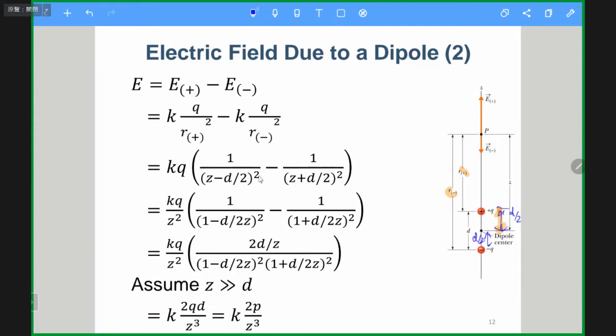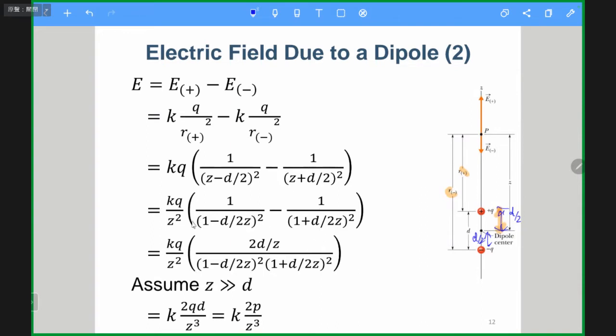Okay, so next we try to factor out the Z. Out of this square, we have Z square here, and then we need to divide by Z for the denominator. So we have Z over Z is 1, and then D over 2 over Z, which is D over 2Z. And similarly, this one is 1 plus D over 2Z. So nothing special, just some algebraic calculation.